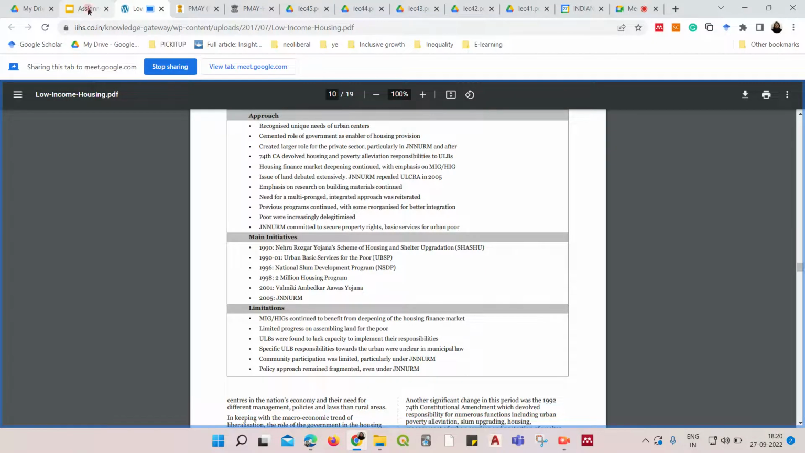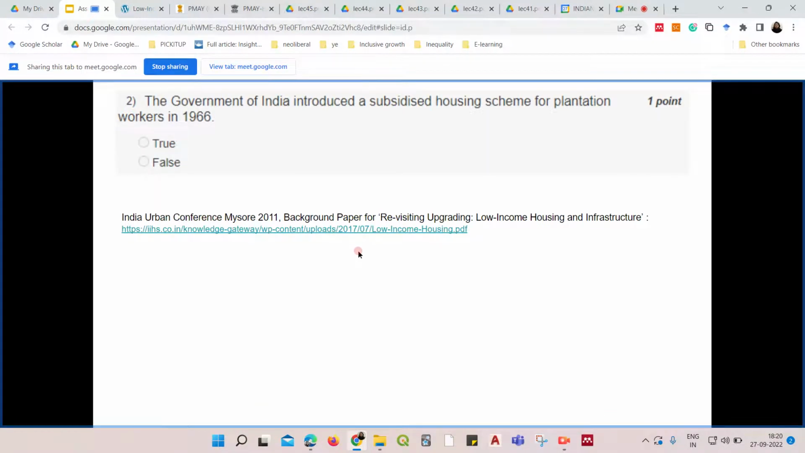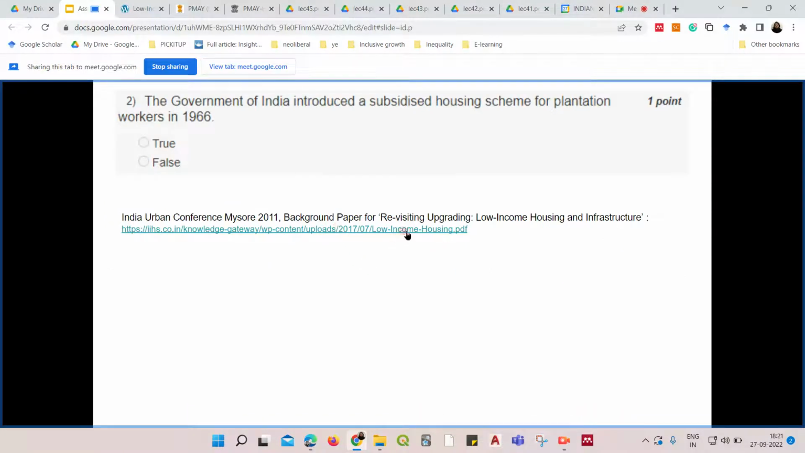So again, based on this timeline, and this paper which I've shared with you, I hope you can easily solve this question. Pay attention to the scheme they are talking about, and also the year which they are talking about. These are the two key components in solving this question.